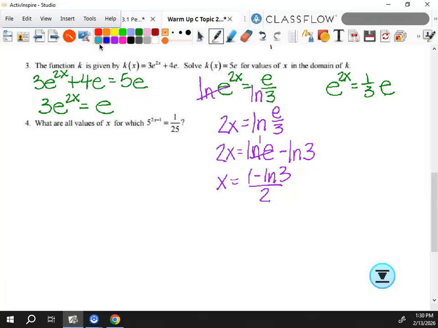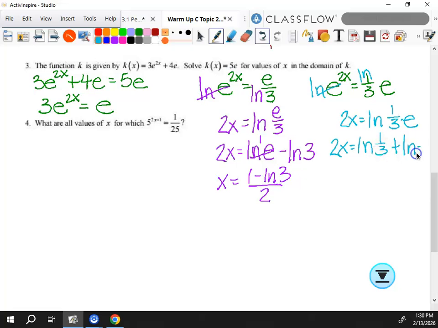I still would take the natural log of both sides right here. So now that again takes care of itself, right? So I end up with 2x equals the natural log of 1/3 e. Now I have the natural log of two terms that are being multiplied. So this can become 2x equals natural log of 1/3 plus the natural log of e. I guess 1/3 came first. It doesn't really matter, but you would probably do the 1/3 first. It doesn't matter either way. Everybody with me so far? Natural log of e is still 1.